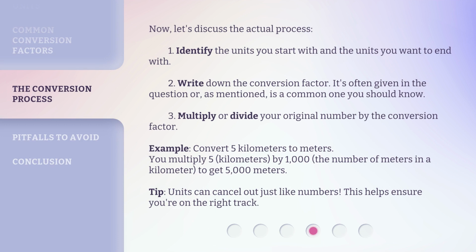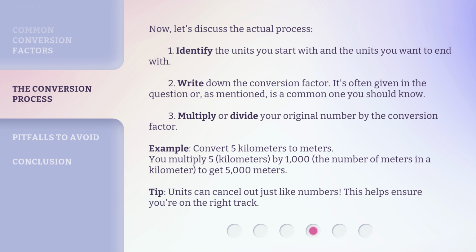Now, let's discuss the actual process. 1. Identify the units you start with and the units you want to end with. 2. Write down the conversion factor. It's often given in the question or, as mentioned, is a common one you should know. 3. Multiply or divide your original number by the conversion factor.